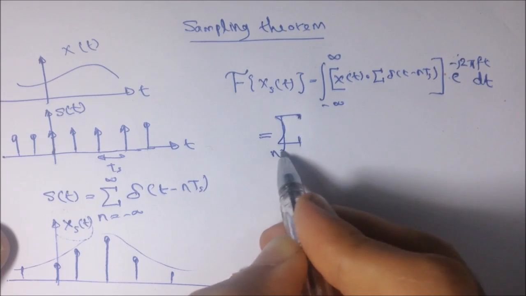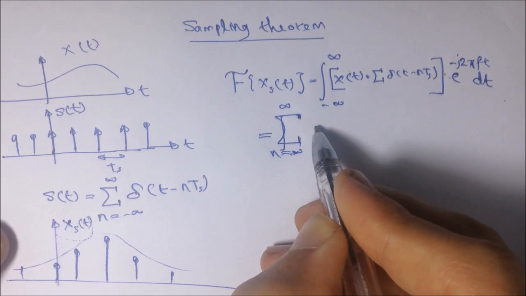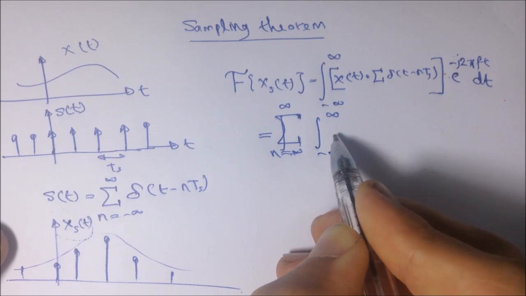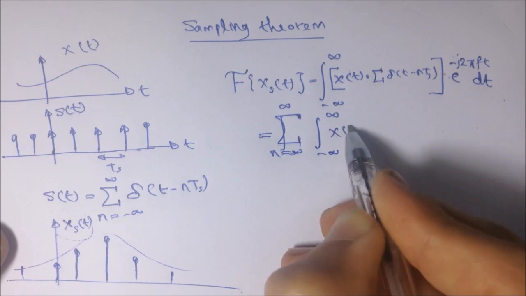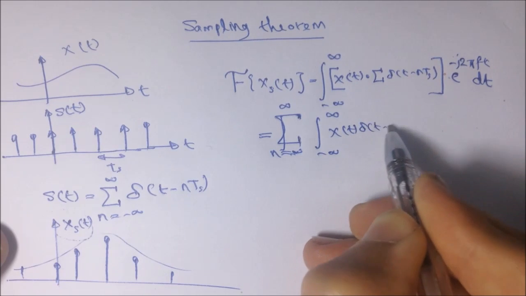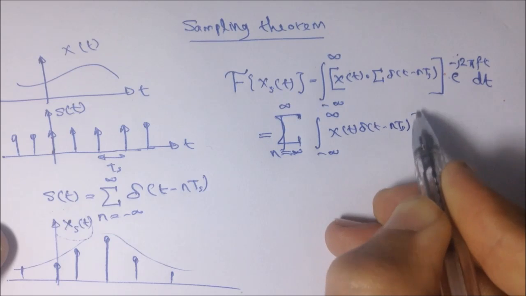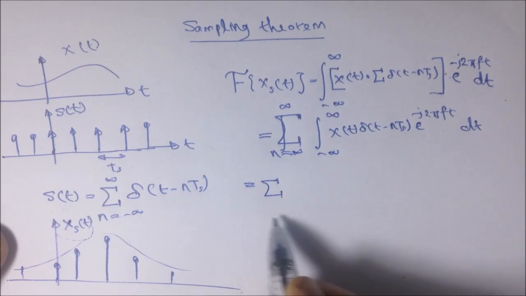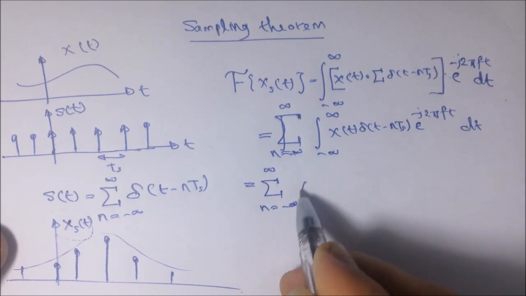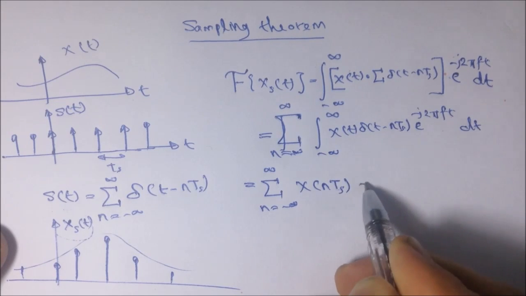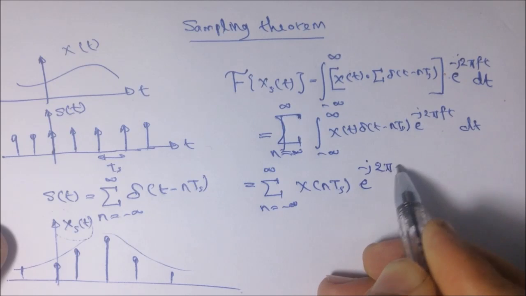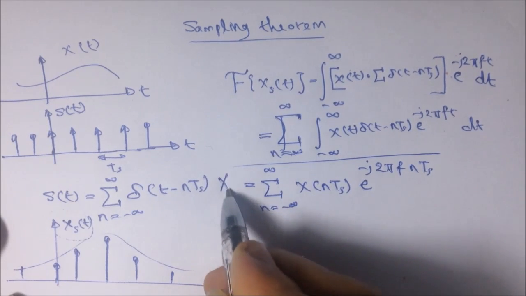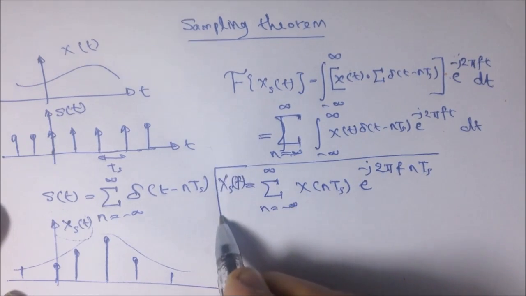This is simply equal to, let's just interchange the summation and integration operators first. So this will be the summation and then the integration of x of t delta of t minus nTs e to the minus j 2 pi f t dt, and this is simply equal to the summation of x of nTs e to the minus j 2 pi f nTs. Let's call this X of f, the spectrum.